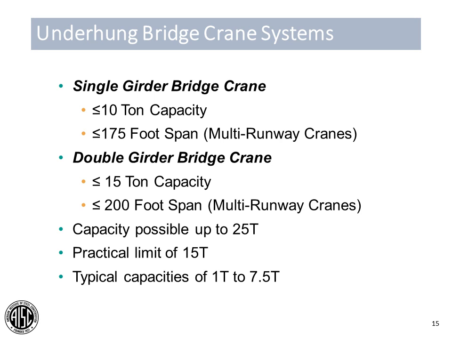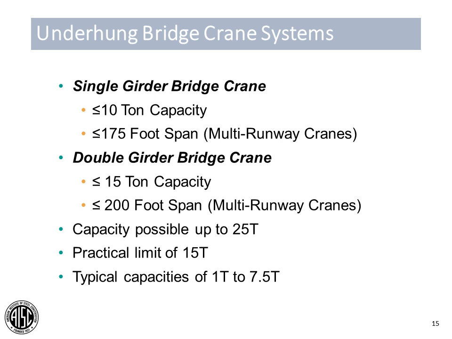Larger capacity underhung bridge cranes can range typically up to about 15 tons with a double girder assembly. This will have 2 bridge girders spanning between your end truck assemblies, and the hoist and trolley system will travel between those 2 bridge girders. These can span up to approximately 200 feet, and again, with those long spans, you would run into a multi-runway situation. It is possible to get a capacity for an underhung crane system up to about 25 tons.